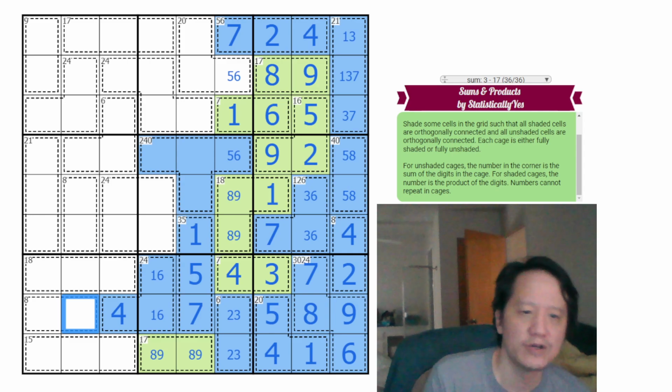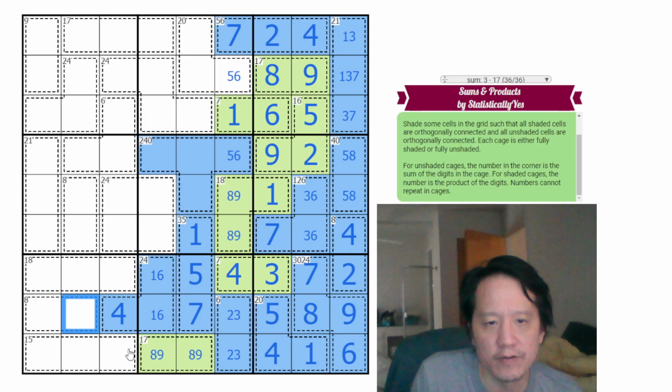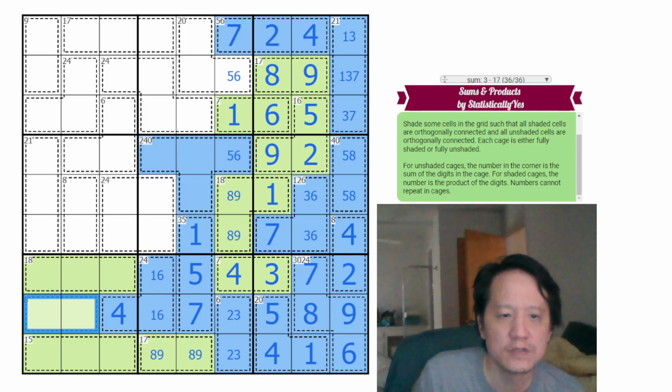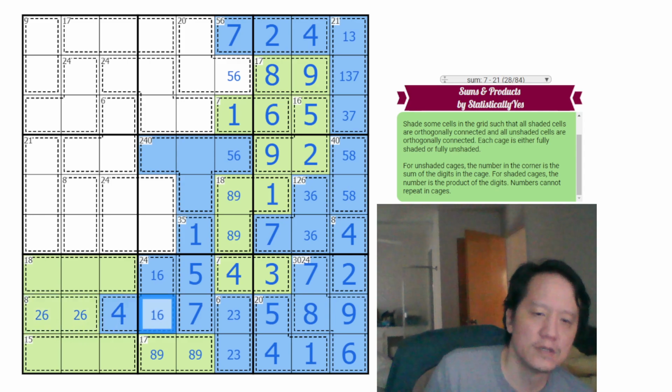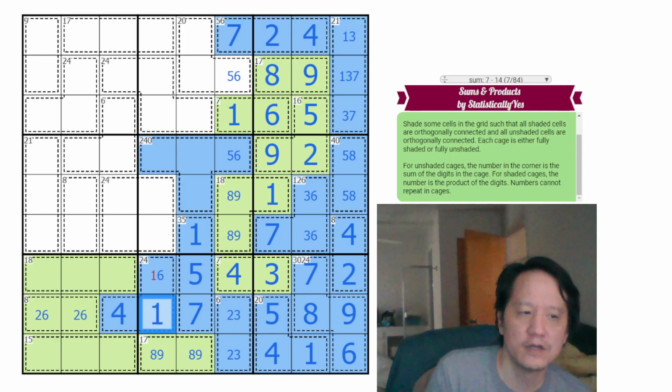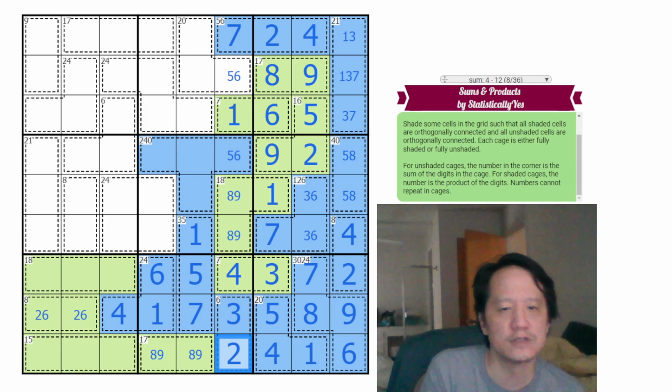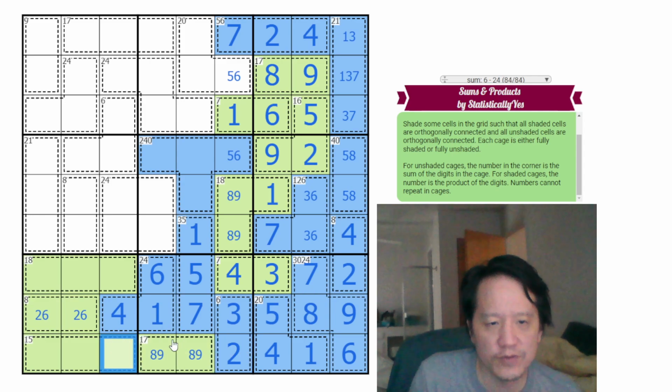It has to be 2 plus 6. Oh yeah, right, it's all contiguous. So these are all unshaded because they have to be. So this is 2 and 6, which means this is 1, this is 6, this is 3, this is 2. So this is 3, 5, 7, 1, 8, 9.